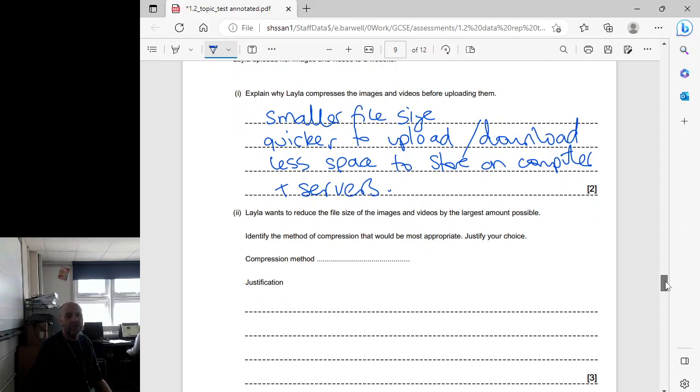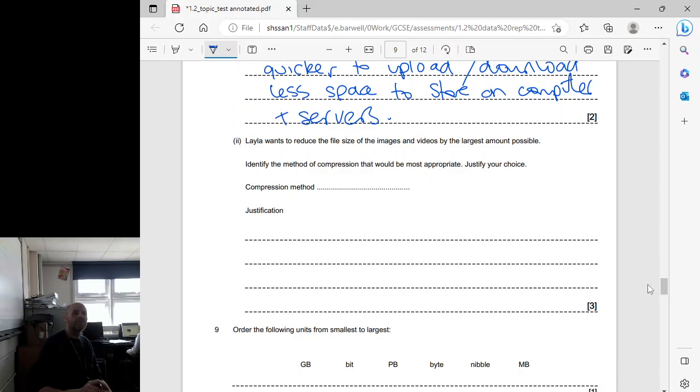Right, okay, part 2. Right, she wants to reduce by the largest amount possible. Well, we've said there are only 2 broad strands, lossless and lossy. Lossy, because content's removed, always gives you better compression ratios. So the answer is going to be lossy. The reason for that is content is removed, so the file will get smaller before it's compressed.